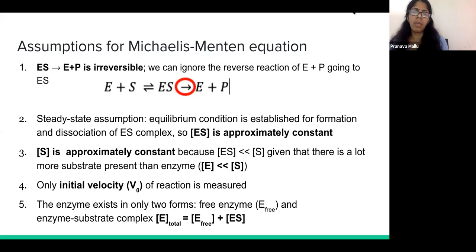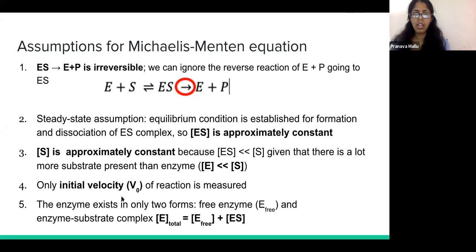Another way to think about it is that you're measuring the initial velocity at the beginning of the reaction, so you don't have any product formed yet. So the reverse reaction, from the enzyme and the product back to the enzyme substrate complex, is impossible. But anyway, the bottom line is just to remember that the ES to EP reaction is irreversible.